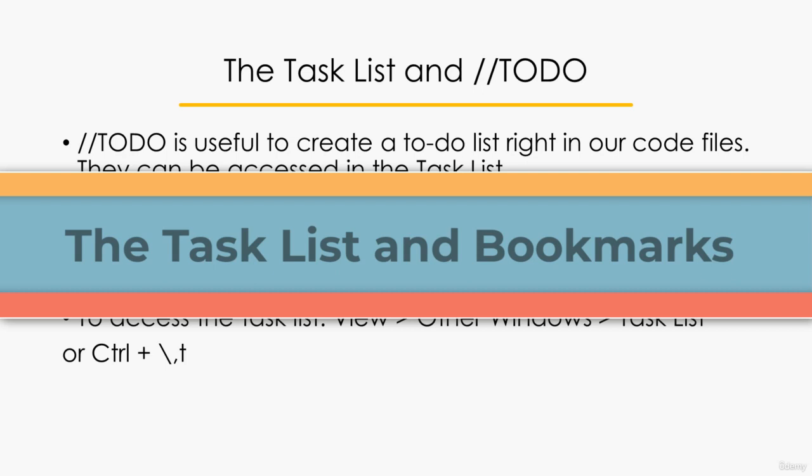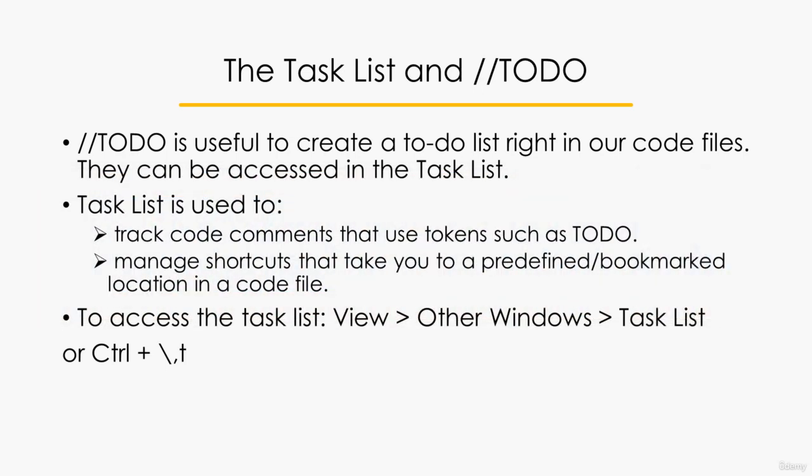Okay, next we'll discuss the task list and the to-do comment. So to-do is useful for creating a to-do list right in your code files. And this is great because they can be accessed in the task list. And so as you can see, they start with that double forward slash and then to-do, and then you write what it is that you still have to do.